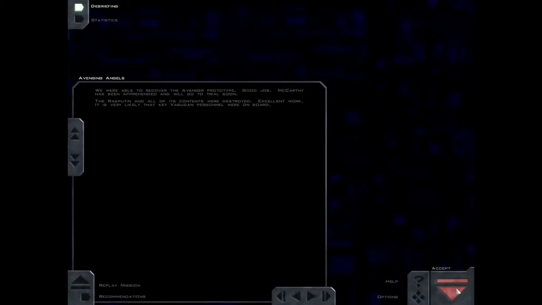We were able to recover the Avenger prototype. Good job. McCarthy has been apprehended and will go to trial soon. The Rasputin and all of its contents were destroyed. Excellent work. It is very likely that key Vasudan personnel were on board.